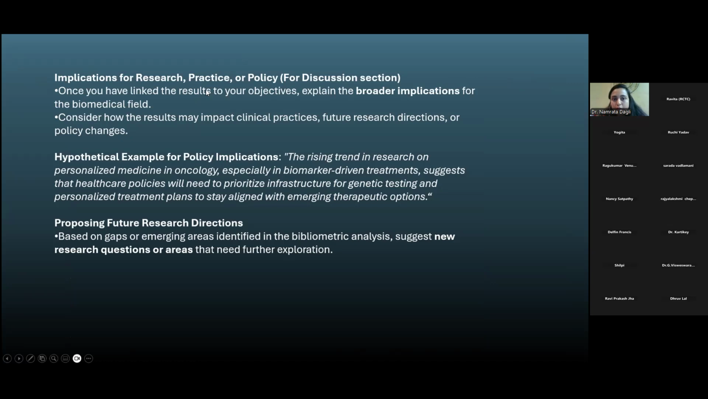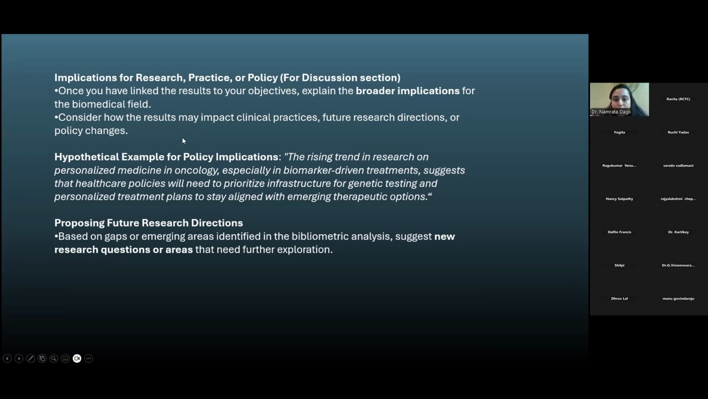Then, implication for research, practice or policy. You will write this in the discussion section, but you have to think about it while generating your graphs and interpreting your graphs. Once you have linked the results to your objectives, explain the broader implication for the biomedical field. Consider how the results may impact clinical practices, future research directions, or policy changes.